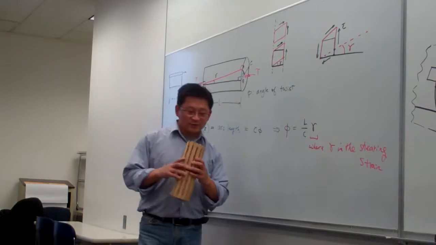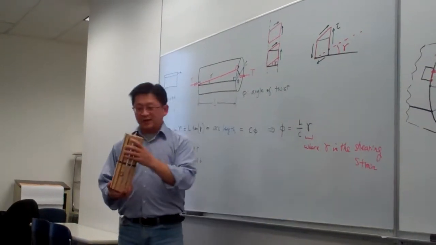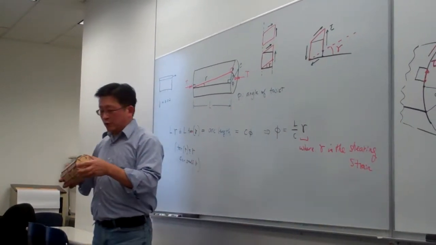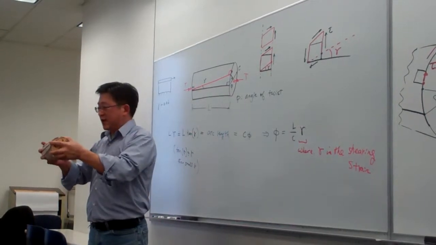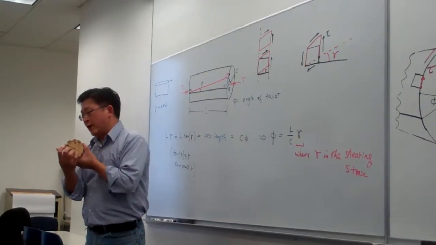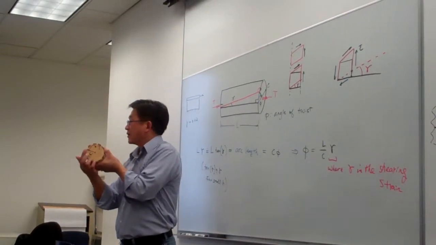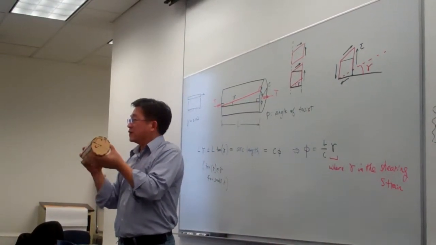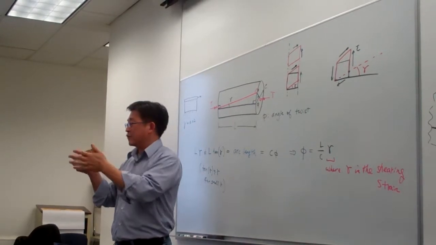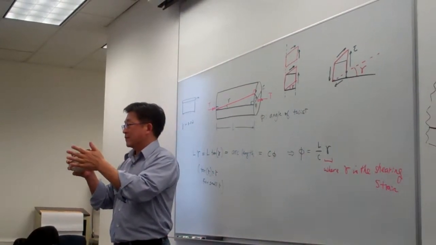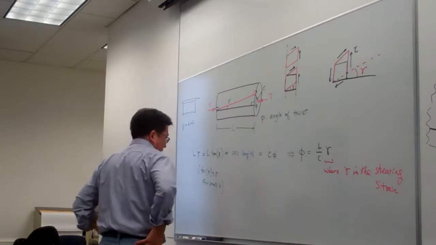Oh, the assumption. Yes. The assumption is this. We assume that during this twisting, all the material points on the vertical line, let me call this a vertical line, will remain in the same cross section during the twisting. What that means is this.